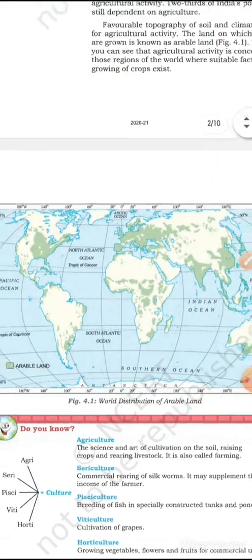See children, in this particular map, this map guides you. First of all, if we talk about the key, this is your arable land, and it is marked with green color. So we can see these parts are apt with arable land. That is, a major portion of the world is occupied with agriculture. Without agriculture, how will we get food, children? If agriculture does not become an integral part of the world, how will we get food?